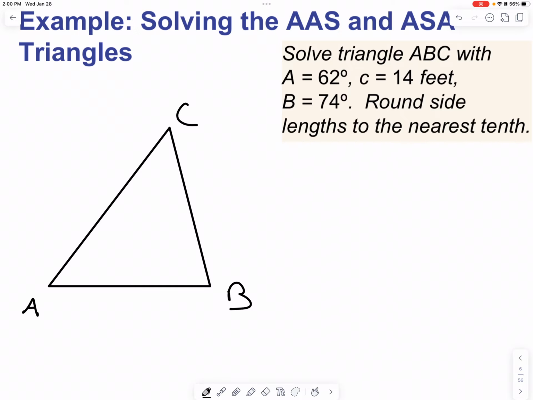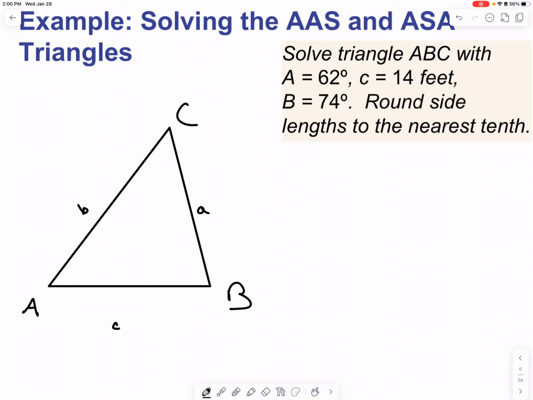Opposite angle A is side a, opposite angle B is side b, and opposite angle C is side c. Based on the law of sines, we haven't really used our h or our D just yet, so I'm going to hold off on the h and the D for now.